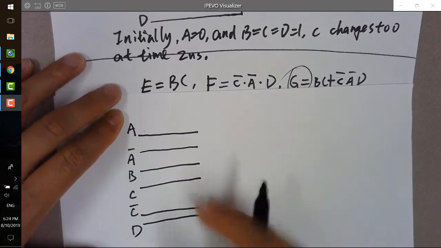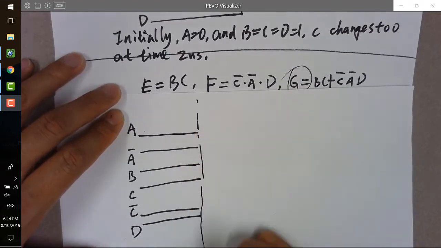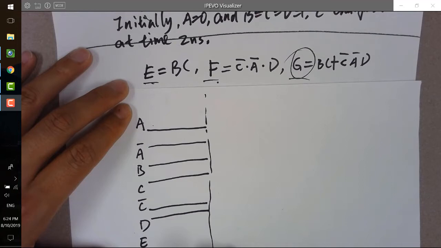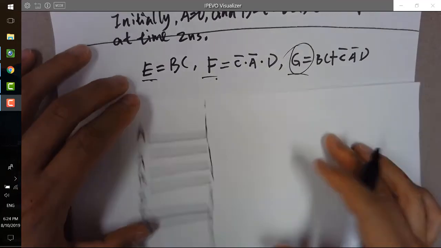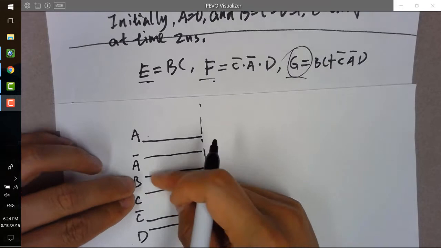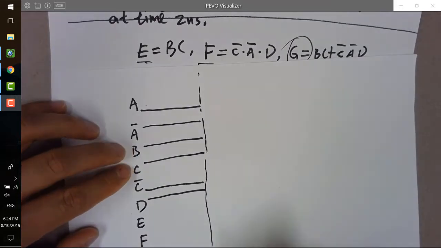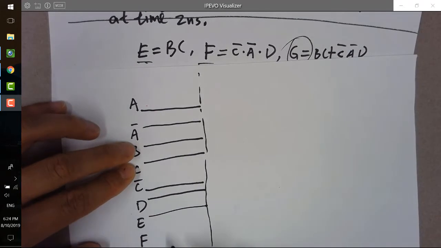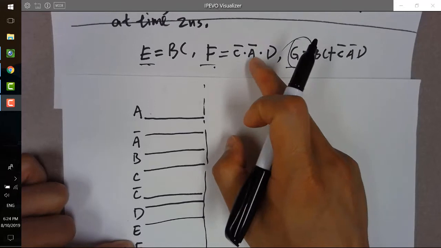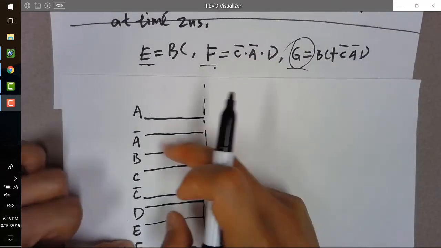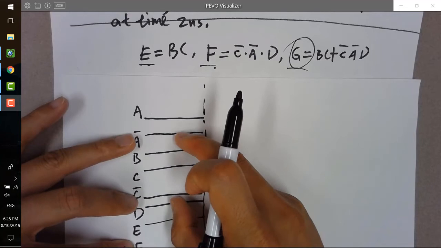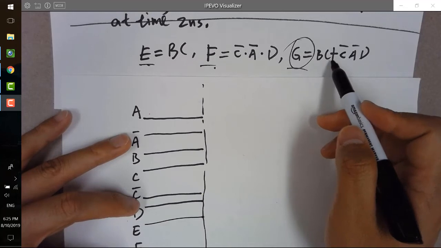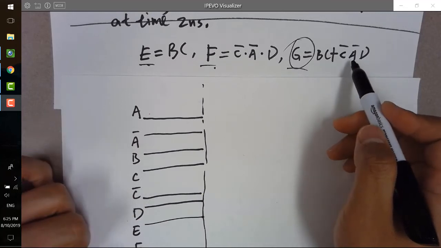And C changes to 0 at time, for example, here. We also know E, F and G in the beginning. E is B and C, so B and C is 1 in the beginning. And F is A bar, C bar, D, so that's definitely 0. And G is BC or A bar, C bar, D.